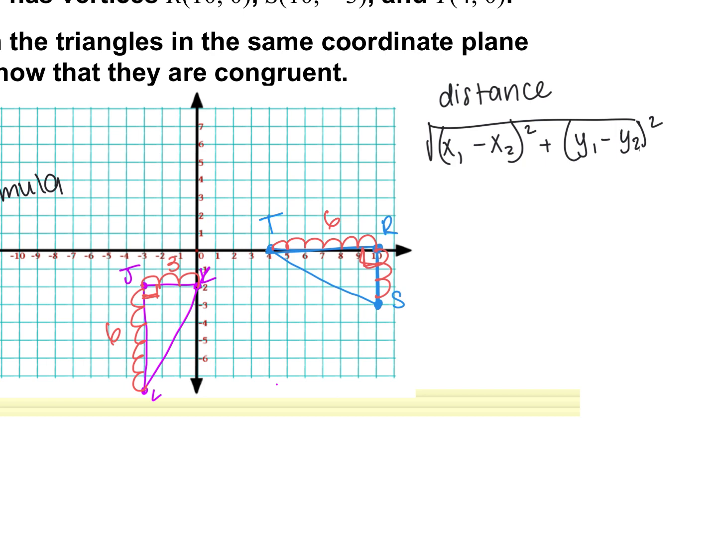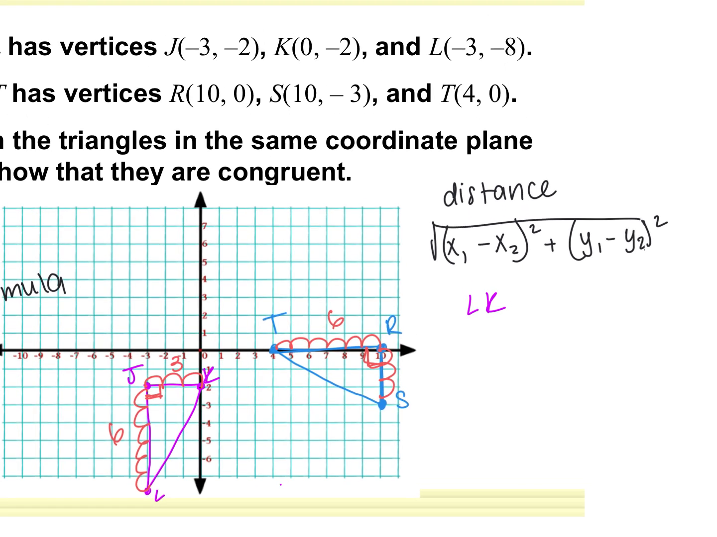So if I used L and K, looking at my points, I would have -3, -8, 0, -2. All right, if I solved it correctly, I would get square root 45, which would simplify to 3 square root 5. Okay, so I'm just going to write that in.